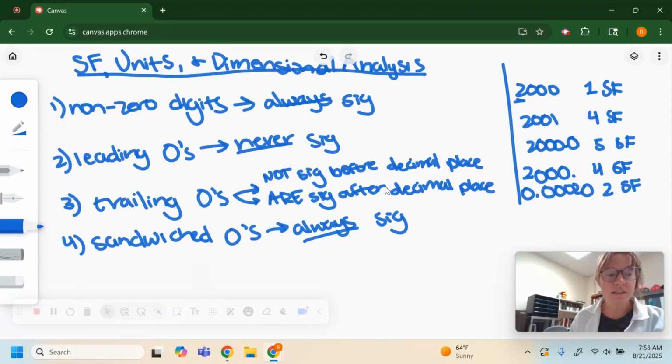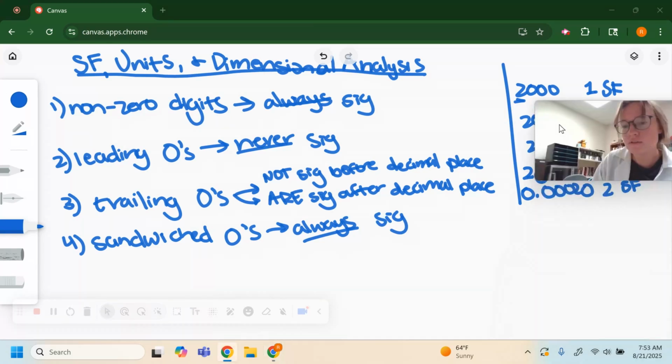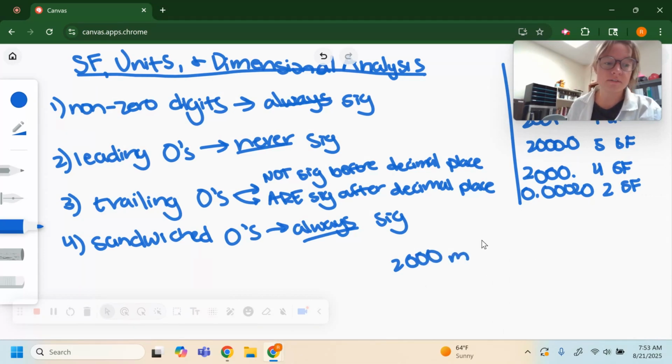Sometimes we need to use scientific notation in order to write the number of sig figs correctly. For example, suppose that I wanted to write the number 2,000 meters.